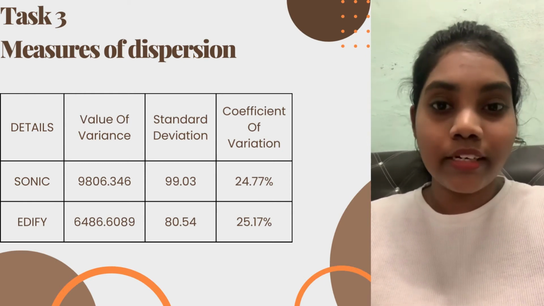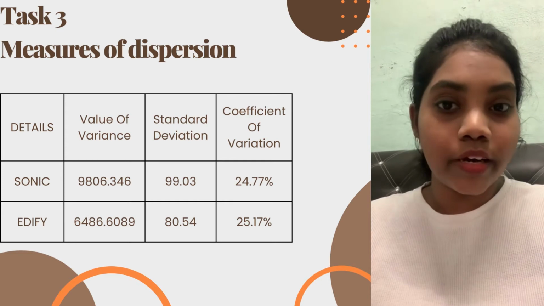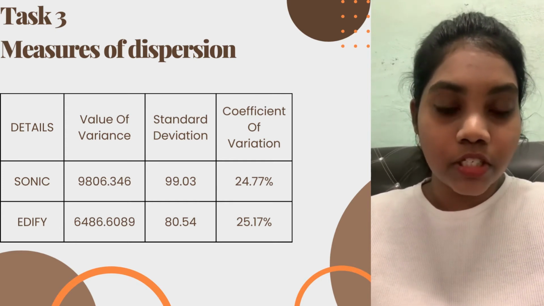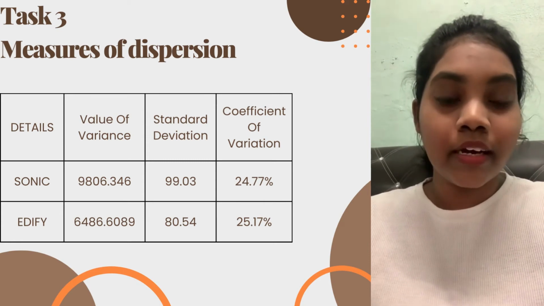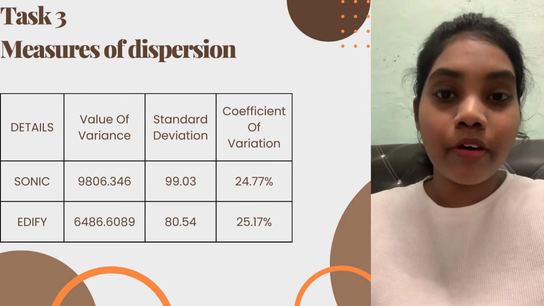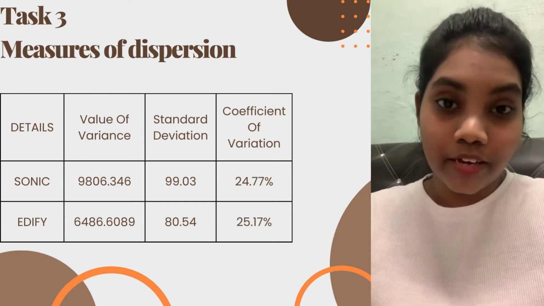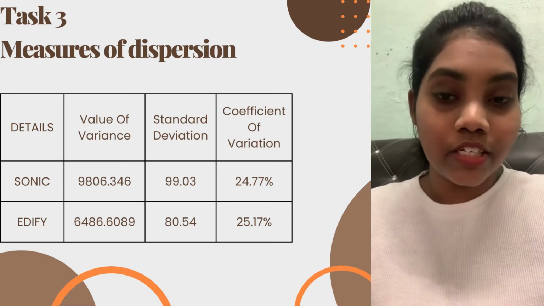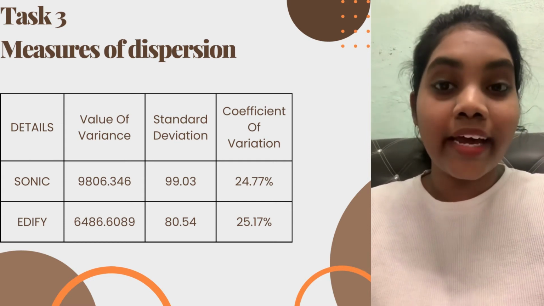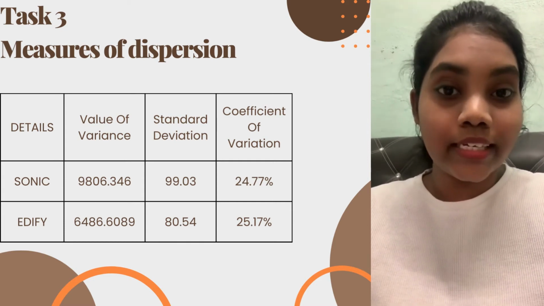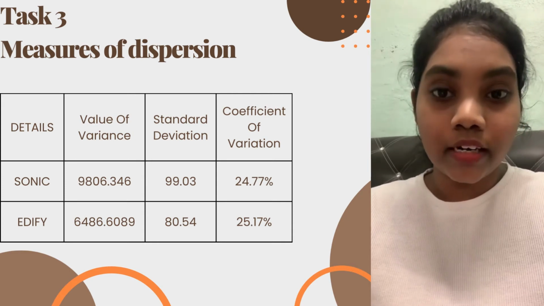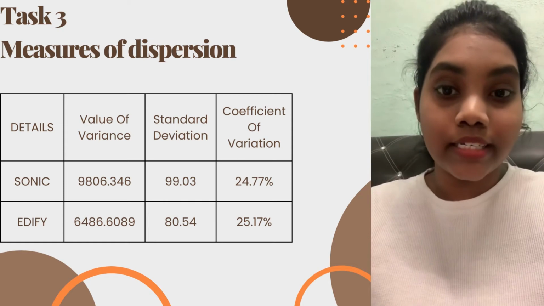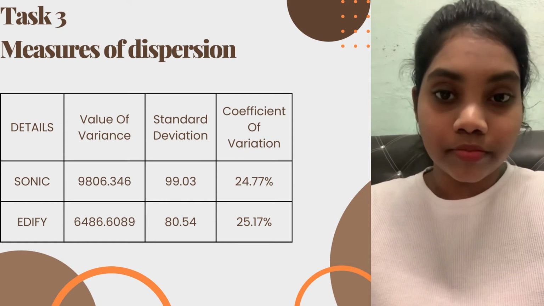Next, we see the value of standard deviation. As we all know, standard deviation is simply the square root of the variance. So the standard deviation of stock returns for Sonic firm and Edify firm is 99.03 and 80.54 respectively. We can say that Sonic firm's stock return standard deviation is greater than Edify's by 18.49. Therefore, there is greater variability in Sonic when compared to Edify, which has a low standard deviation, where the data is clustered around the mean.